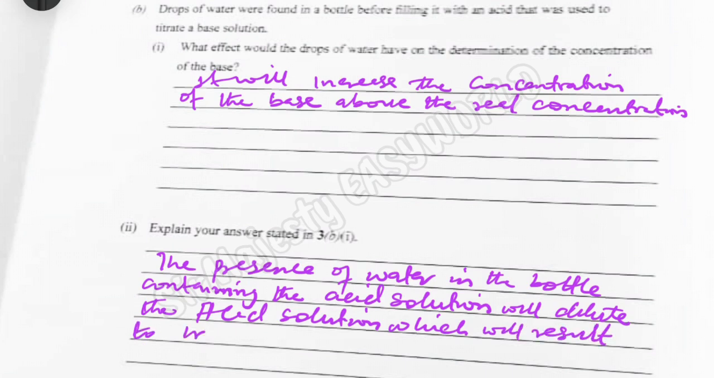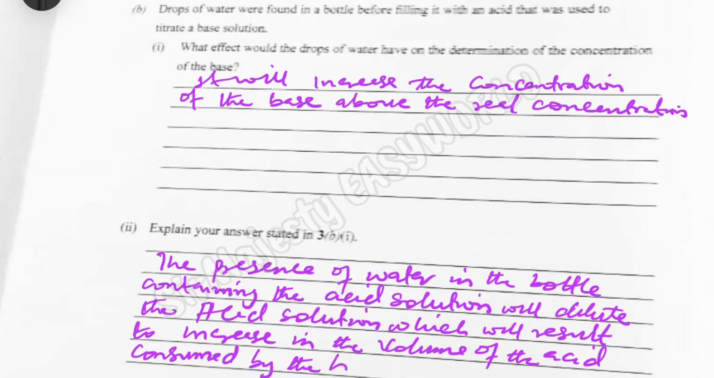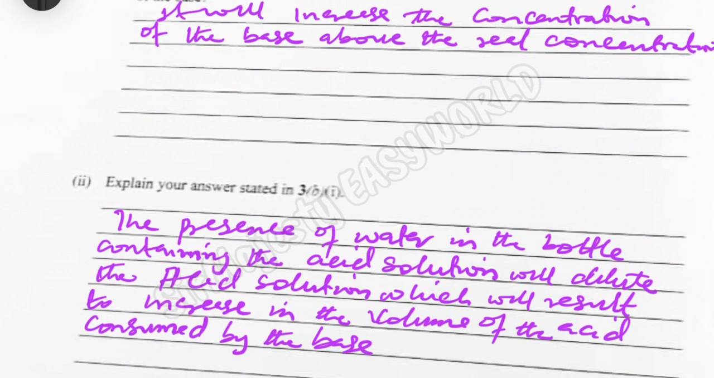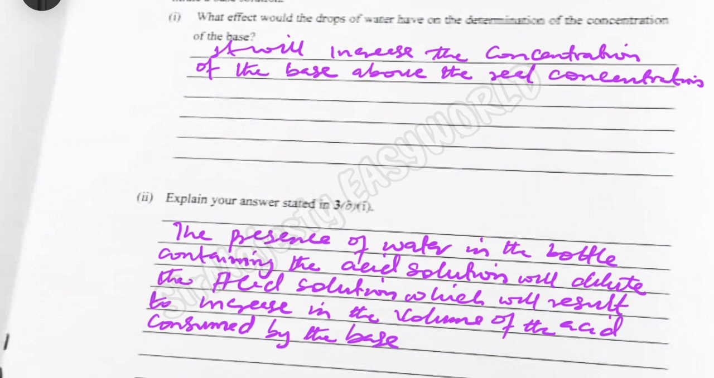Result to increase in the volume of the acid consumed by the base. Because what is supposed to happen is that if the strength of the base is increased, definitely it should consume more of the acid. Then invariably, if you decrease the concentration of the acid, more of the volume of the acid will be used, such that we have CAVA all over CBVB.